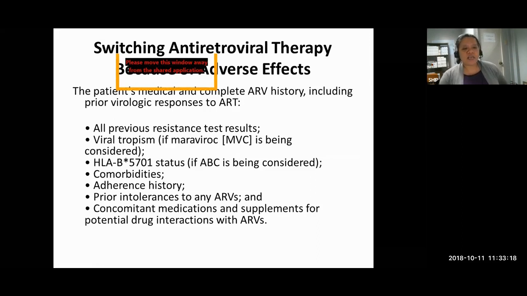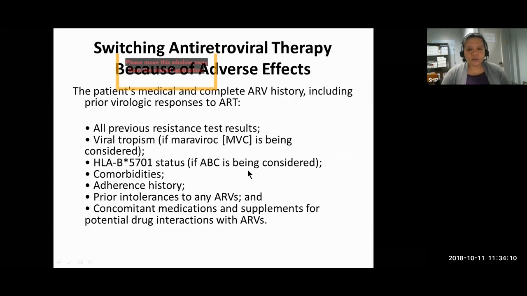If you want to use ABC or abacavir, ano yung kanyang HLA-B 5701 status? This gene confers an increase in an allergy to abacavir, which is sometimes lethal. Next thing to consider is adherence history.